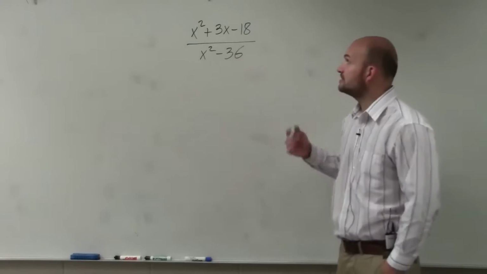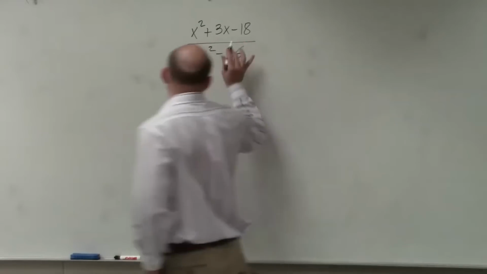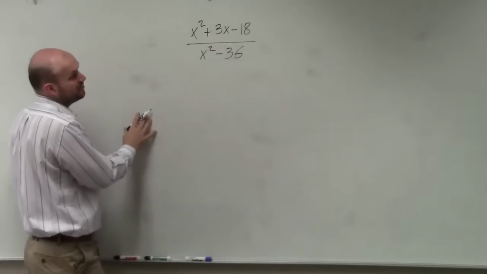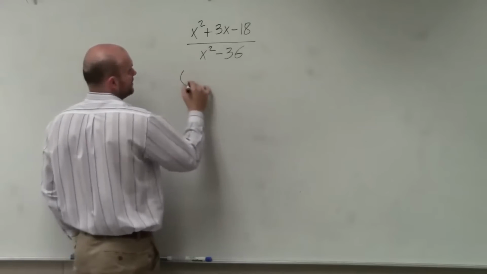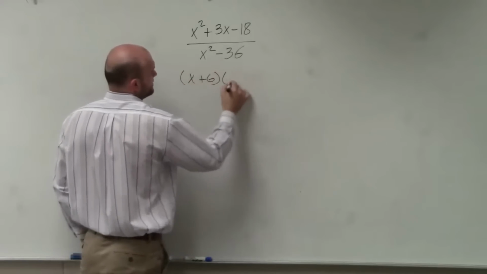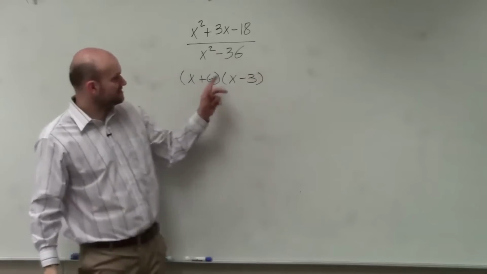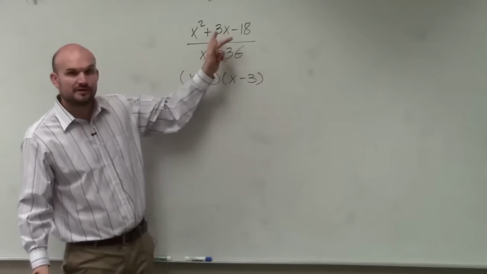If you take a look at this, I have x squared plus 3x minus 18. We need to go ahead and factor. So again, this is a trinomial where a is equal to 1. I need to find what two numbers multiply to give you negative 18 and add to give you positive 3. I can determine that the factored form is going to be this, because I can verify 6 times negative 3 is negative 18, and 6 plus negative 3 is positive 3.